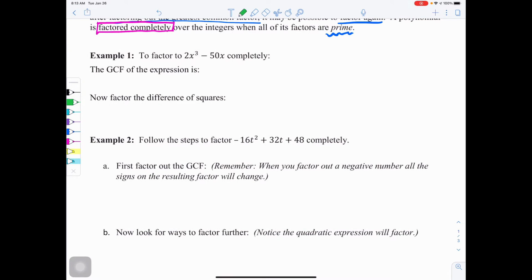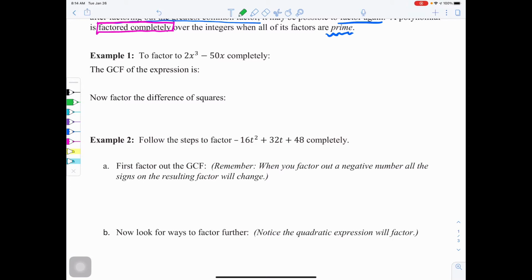To factor 2x cubed minus 50x completely, the first thing we want to do is see if there is a GCF to factor out. When I look at this expression, the leading coefficient of that first term is 2, and I want to see if there's a GCF that I can take out in order to make that next expression factorable. So the GCF of the expression, I want to look at 2x cubed and 50x.